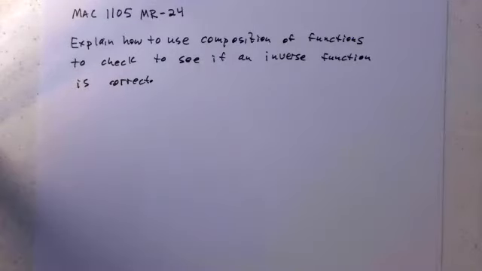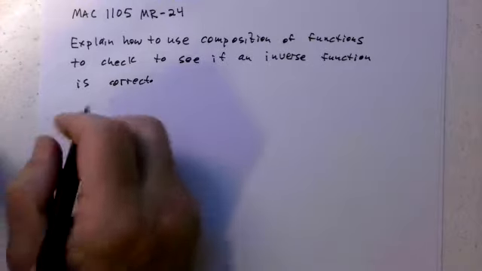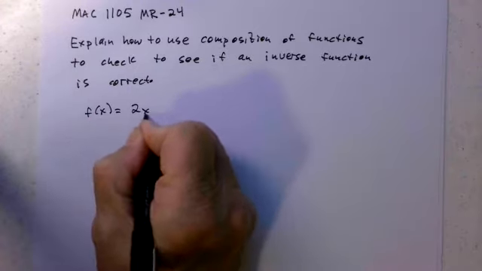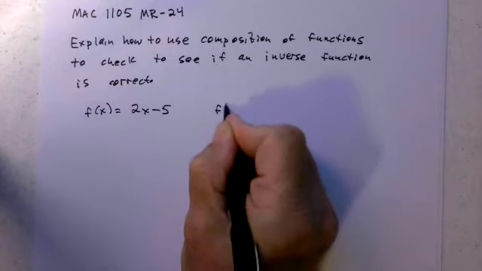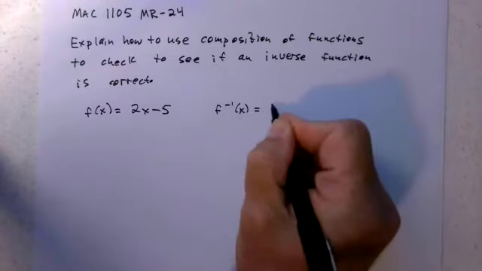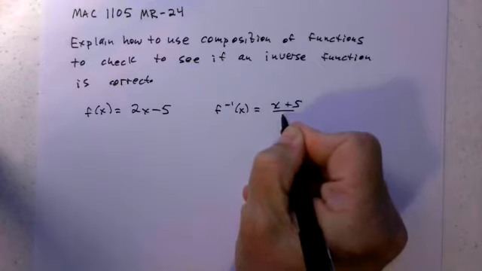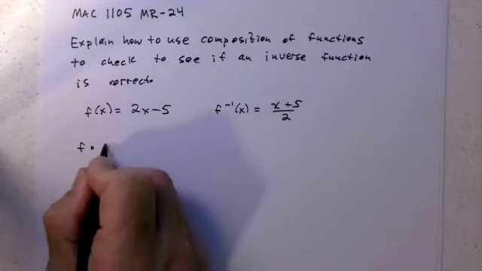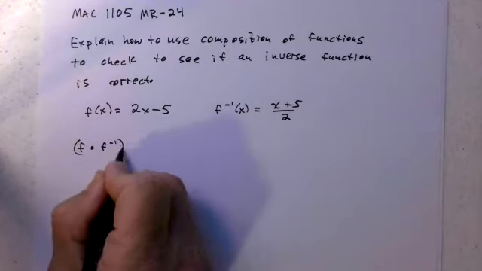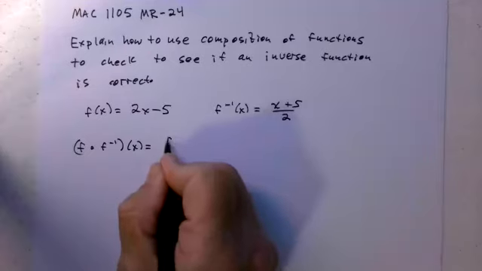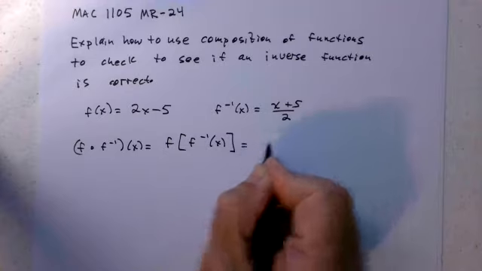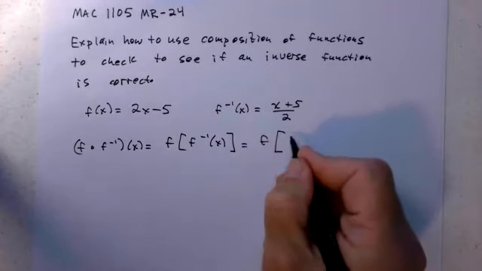This question asks us to explain how to use composition of functions to check to see if an inverse function is correct. So for example, let's say we stated that f of x is 2x minus 5, and we think that f inverse of x is (x plus 5) over 2. How do we check? Well, we examine f circle f inverse of x, which of course is f of f inverse of x, which is f of (x plus 5) over 2.